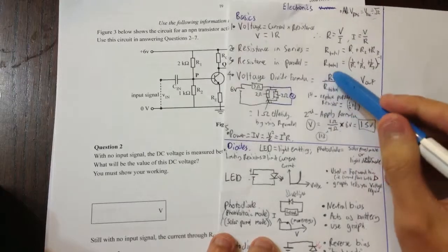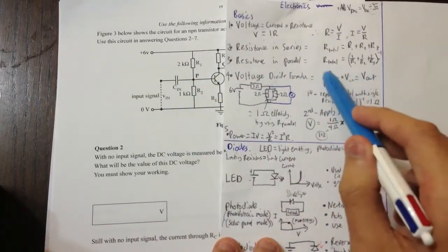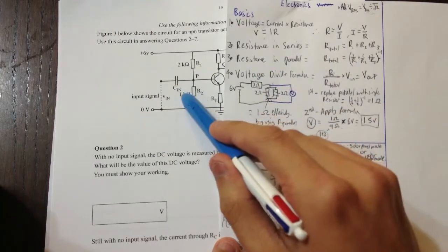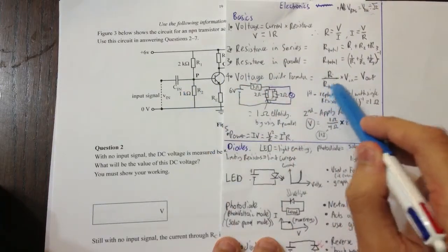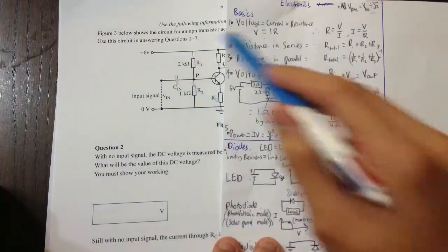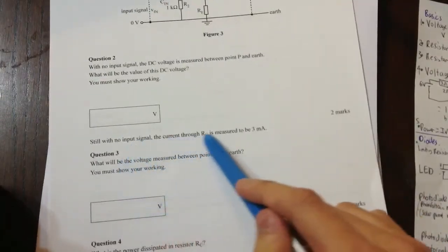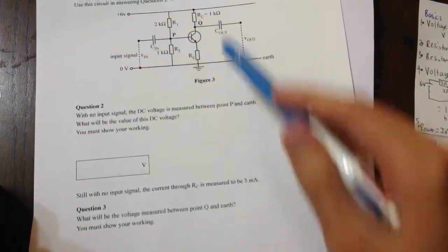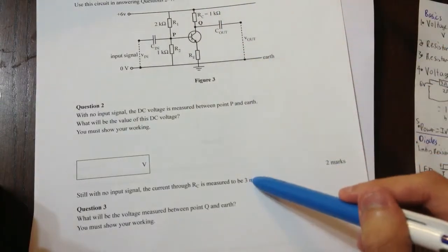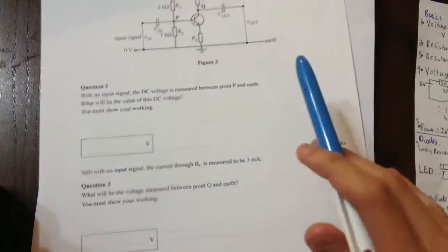We know here, R on R total times V in equals V out. So R, we're looking at this one, 1 kilo ohm, divided by total, which is 3 kilo ohms, 1/3 times voltage in, 6 volts. 1/3 of 6 volts is 2 volts. 2 volts will go out. Still with no input signal, the current through RC is measured to be 3 milliamps. What will the voltage between point Q and Earth be?